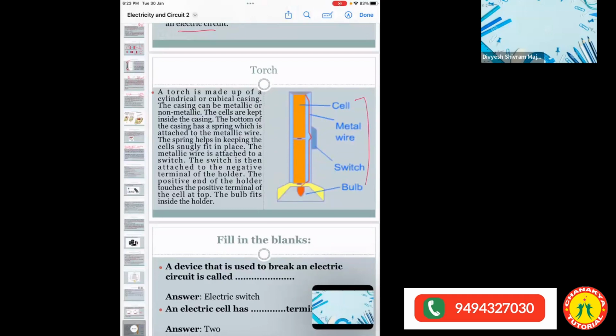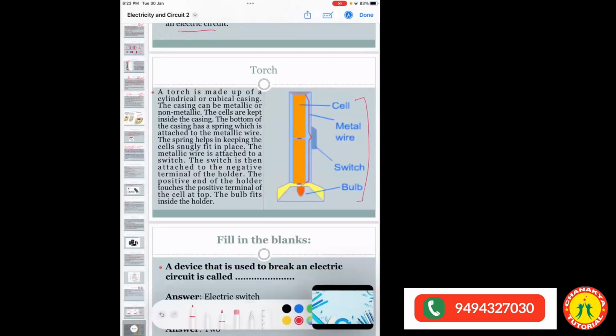Then we have the torch. You might have seen a torch at your home. It is made up of a cylindrical casing, and inside it the metallic or non-metallic parts are there. The cells are kept inside, through which the light is formed. The bottom of the casing has a spring attached to a metallic wire. This spring helps in keeping the cells snugly fitted in place. You might have seen most toys have those springs connected with them.